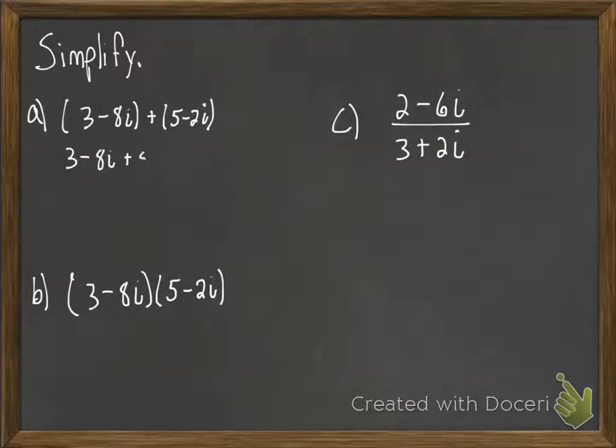And to add or subtract complex numbers, remember, all we have to do is combine like terms. So 3 and 5 is 8. Negative 8i and a negative 2i gives us our answer as minus 10i.